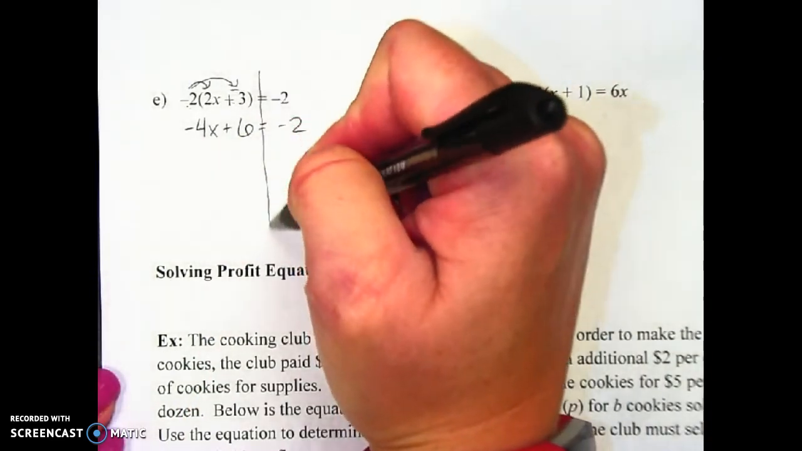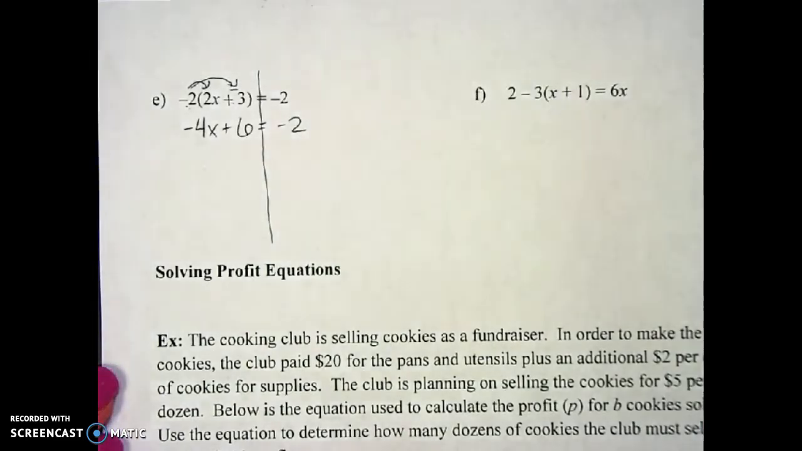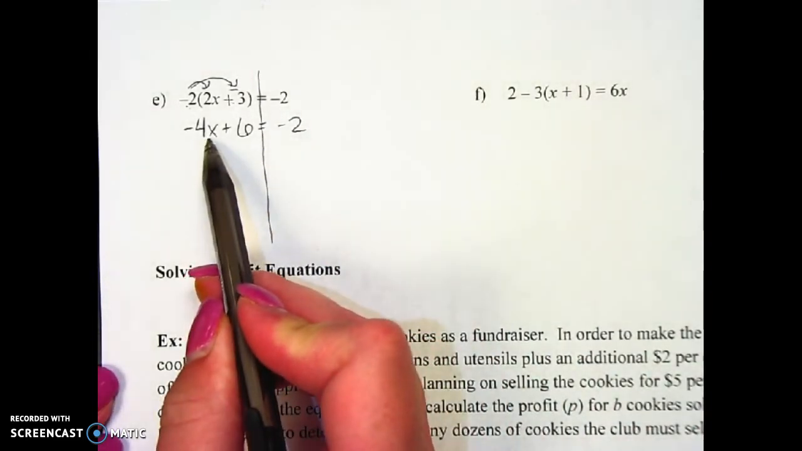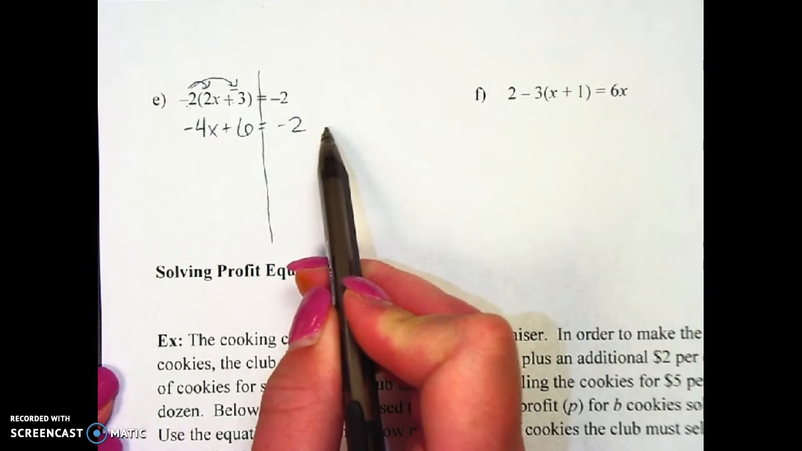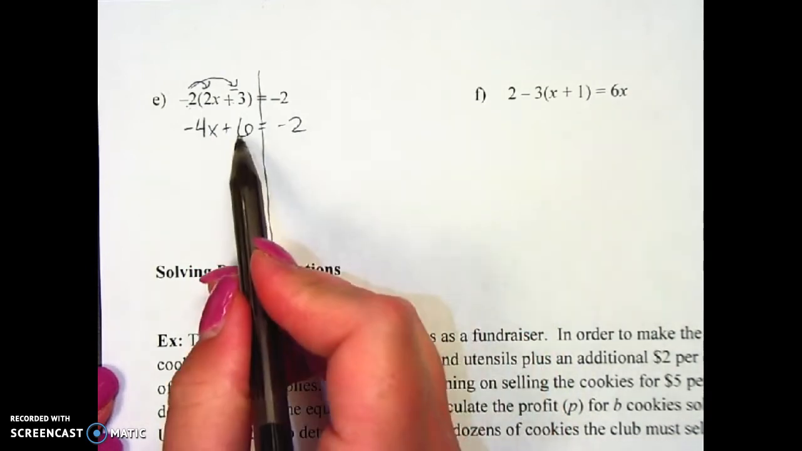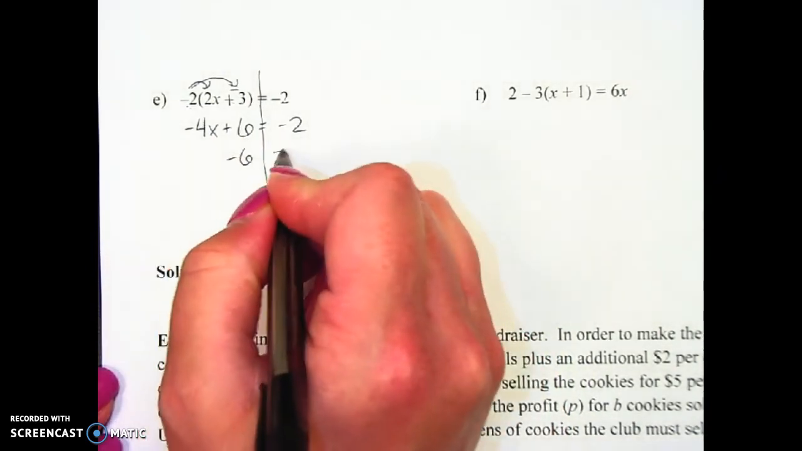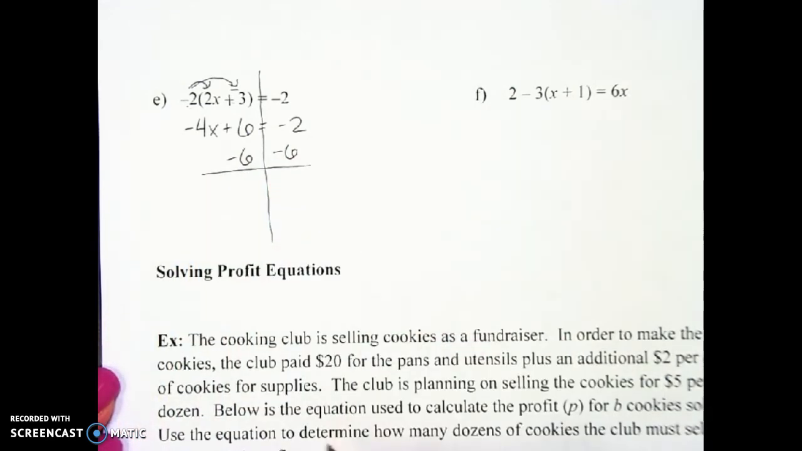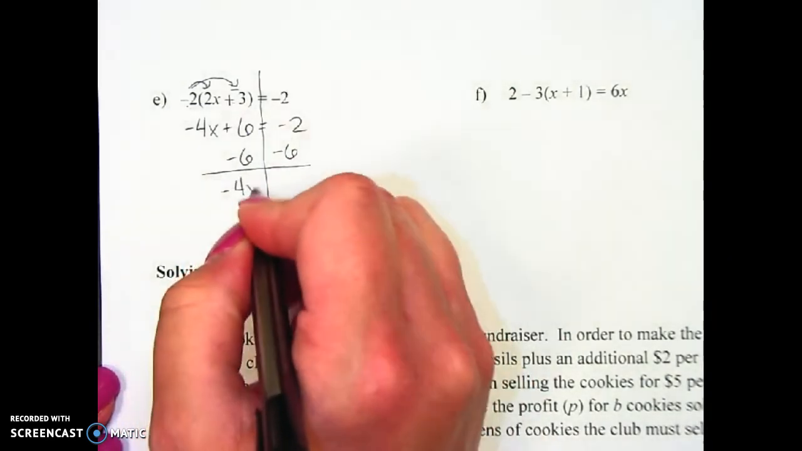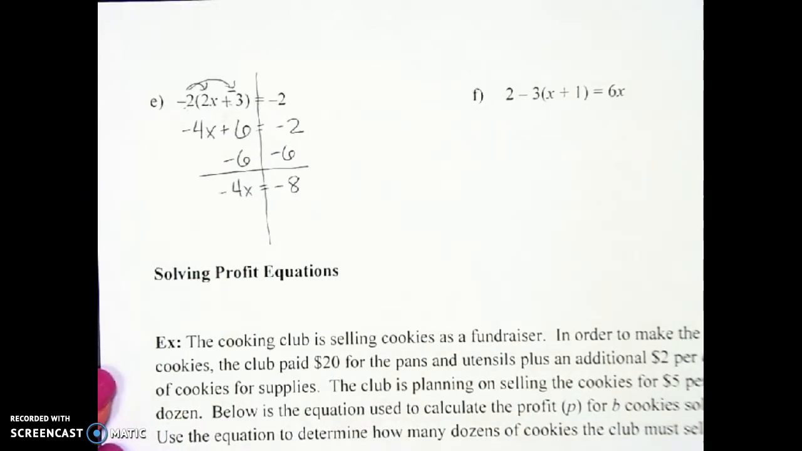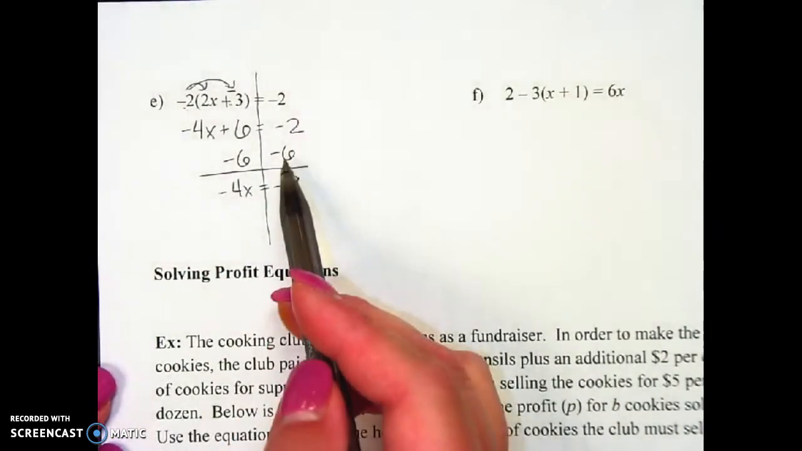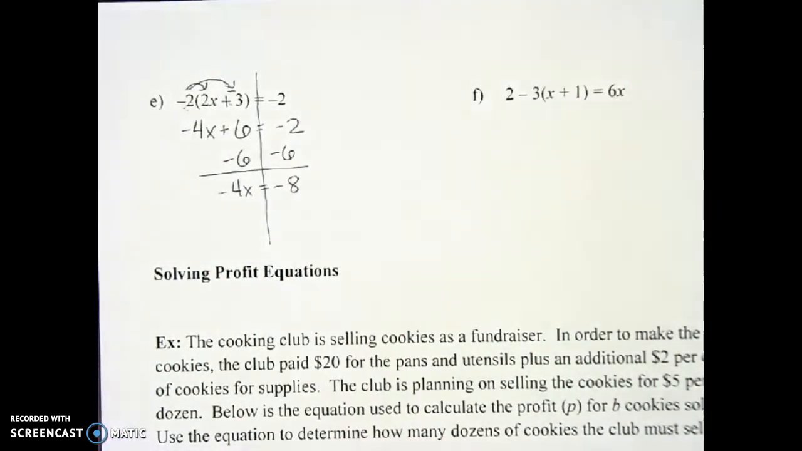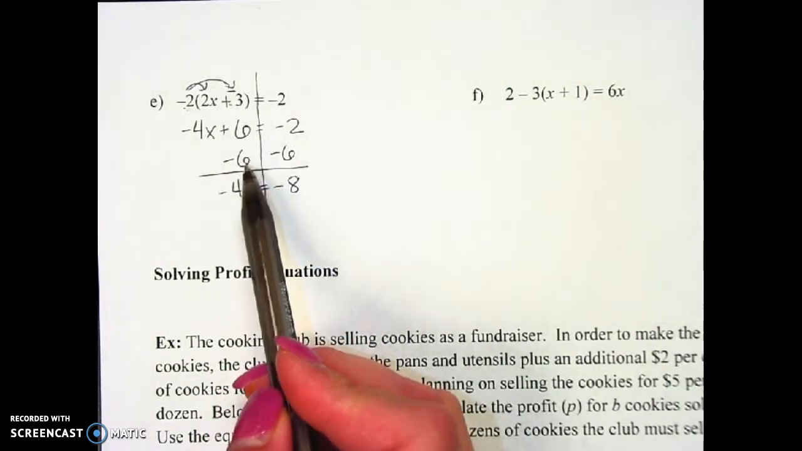These are on opposite sides, so I'm going to draw my balance beam. My goal is to get this x by itself, because there are no more x's on this side. So the opposite of adding 6 is to subtract 6 on both sides. I'm left with negative 4x equals negative 8. We're in the hole 2, and I'm going down 6 more, so I should end up down at negative 8. Okay, and I undid my addition with subtraction.